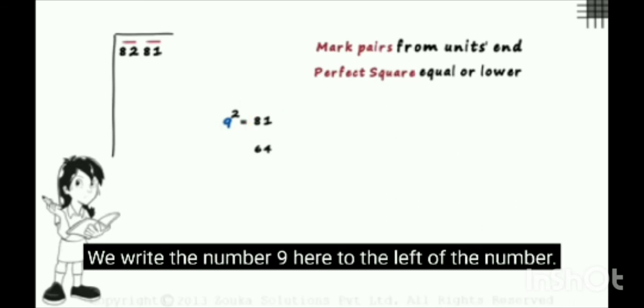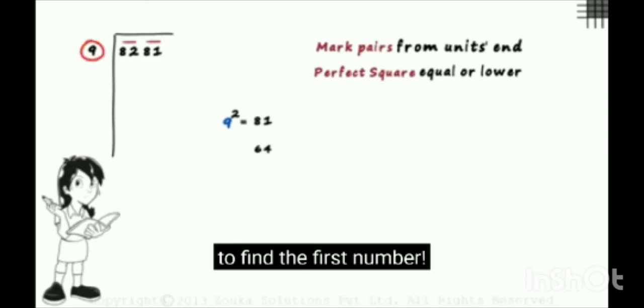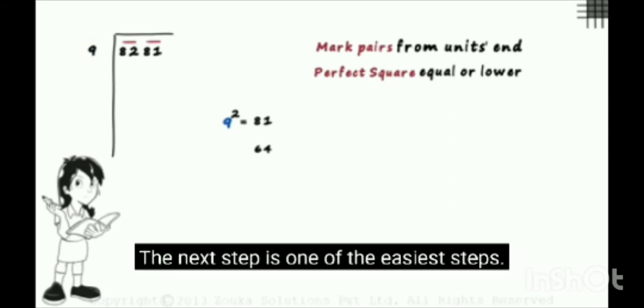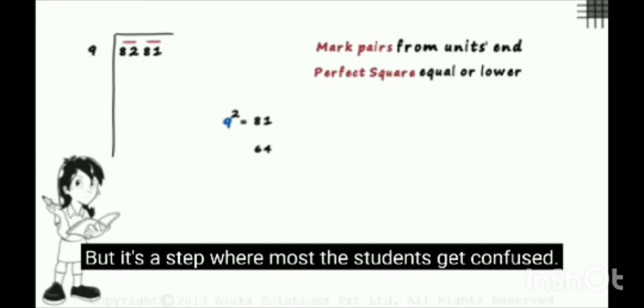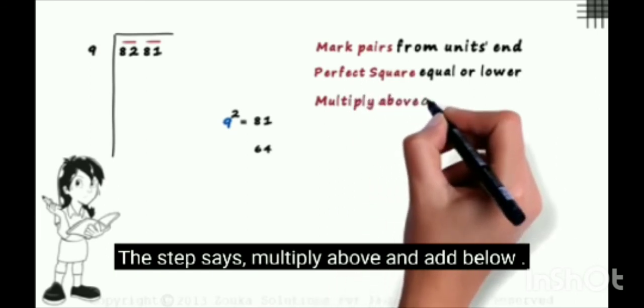We write the number 9 here to the left of the number. This was actually the most important step of the long division process, to find the first number. The next step is one of the easiest steps, but it's a step where most of the students get confused. The step says multiply above and add below.